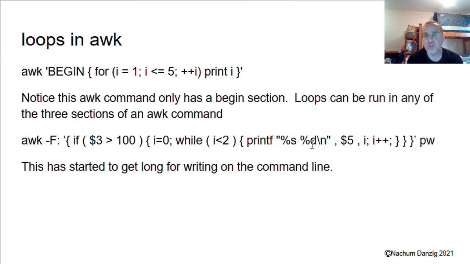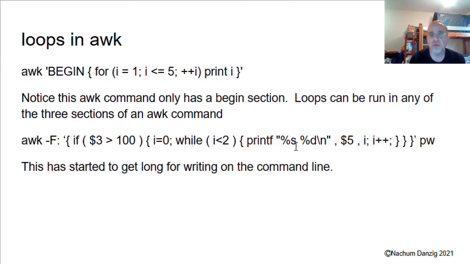So what is the string? The string is going to be whatever is immediately after, the first thing after the comma. So $5, the fifth field. So first print the fifth field, and then print, what's the next thing? i. And now the semicolon here means that's the end of the print command. So what's this i++? That's a new line. That's going to count. That's our counter.